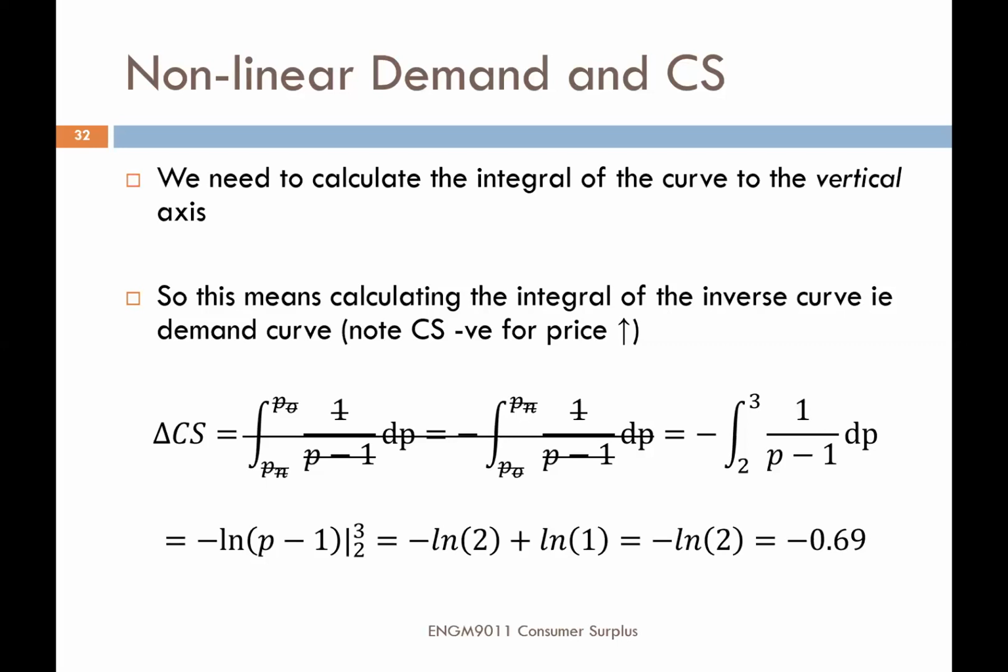Now, if you remember, the ln of 1 is just 0. If you don't remember, put it in your calculator. So the change in consumer surplus is just minus ln 2, which is minus 0.69. All right, so that's how you would do it for nonlinear demand curves. It's just take the integral, but you're taking the integral of the demand function, not the inverse demand. And you just remember, if it's a fall in the price, make it positive. If it's an increase in price, make it negative.